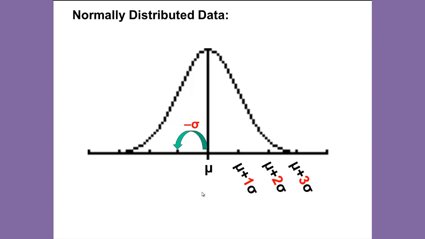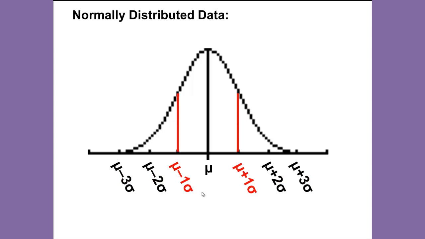We can also move to the left by subtracting the standard deviation, or subtracting sigma. And our 3 jumps in that direction leave us the mean minus 1 standard deviation, the mean minus 2 standard deviations, the mean minus 3 standard deviations, or we can read those as mu minus 1 sigma, mu minus 2 sigma, and mu minus 3 sigma.